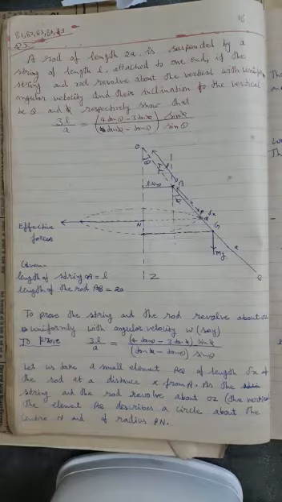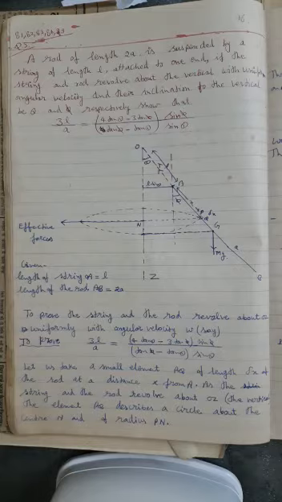Now let us draw the figure. O to A is the string and A to B is the rod of length 2a. It is revolving about OZ. The given length of the string OA equals L and the given length of the rod AB equals 2a. To prove: the string and the rod revolve about OZ uniformly with angular velocity W, to prove 3L/a equals this.